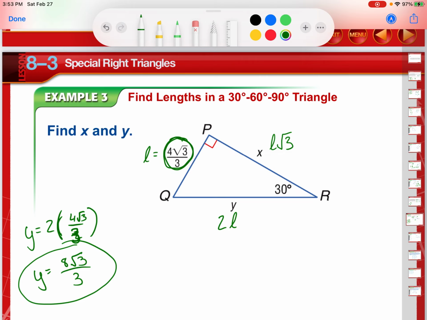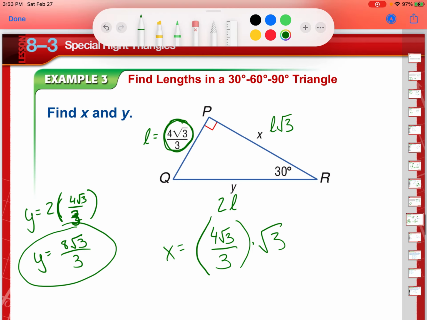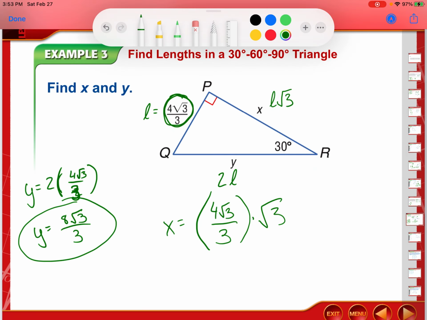Oh yeah, I'm sorry. Losing my thoughts. So L is 4 root 3 over 3, and we need to multiply that times root 3 for X. X equals 4 root 3 over 3 times root 3. Now if we multiplied all these together, I'm just going to relocate this a little bit just to make it a little bit easier to see.